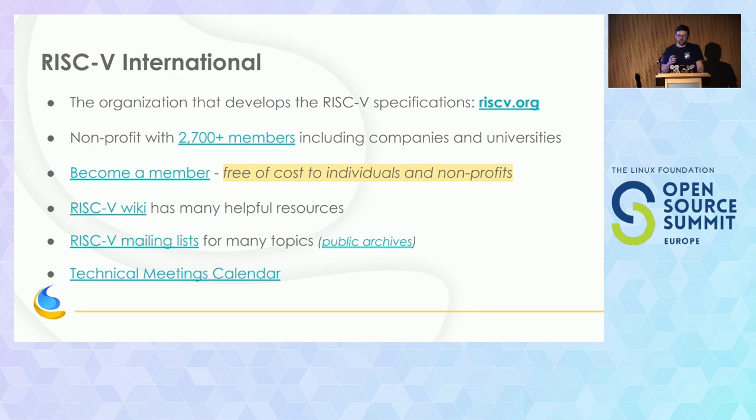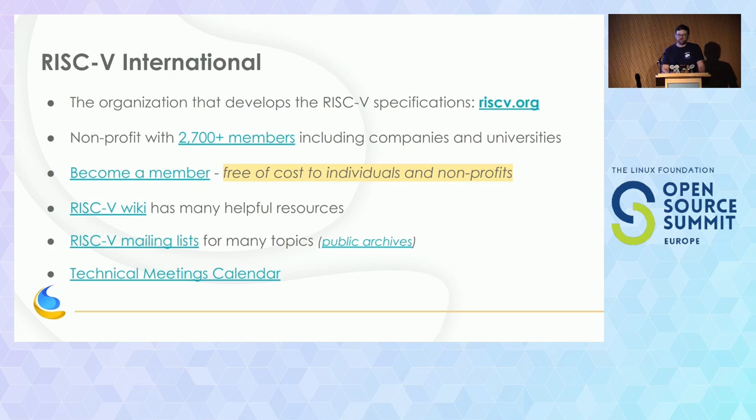And while it started at Berkeley, the specifications are now developed by an organization called RISC-V International. It's a not-for-profit with over 2,700 members now, so that's companies and universities and even individuals. It's based in Switzerland. Anyone can become a member, as an individual or as a nonprofit organization. You can even join free of cost.